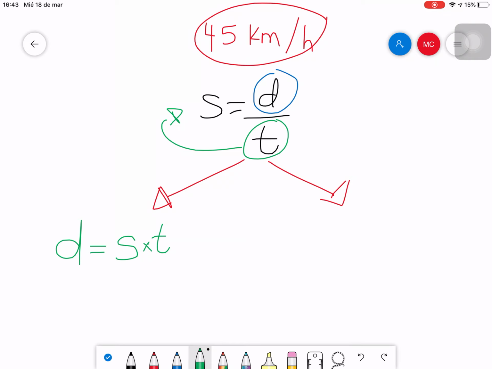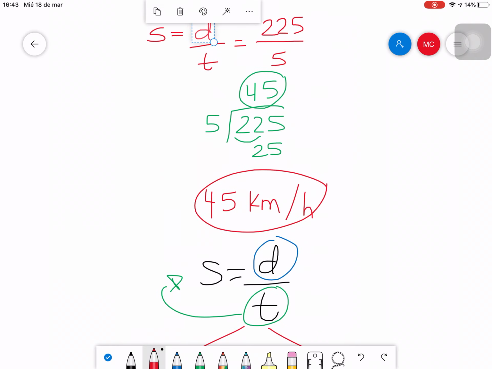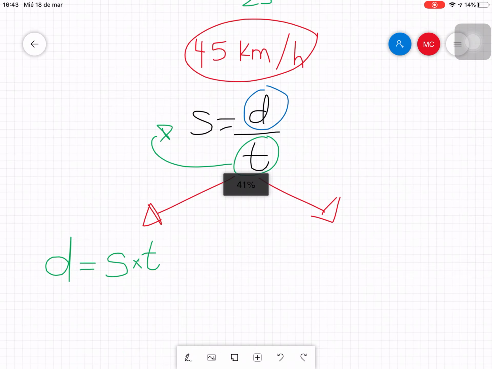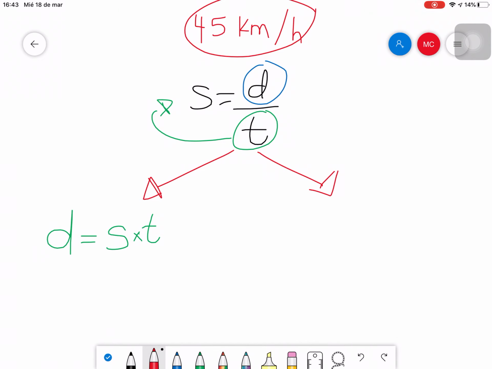Now, let's suppose that I wanna leave the letter T alone. So how would you do it? What do I have here that is interfering, or that is blocking me from the letter T? Well, this letter S is multiplying T. So I need to change it to the other side. And instead of multiplying, it's going to move to the other side as a division, right? So T will be equal to distance divided by speed. You have now three formulas that you are going to use.